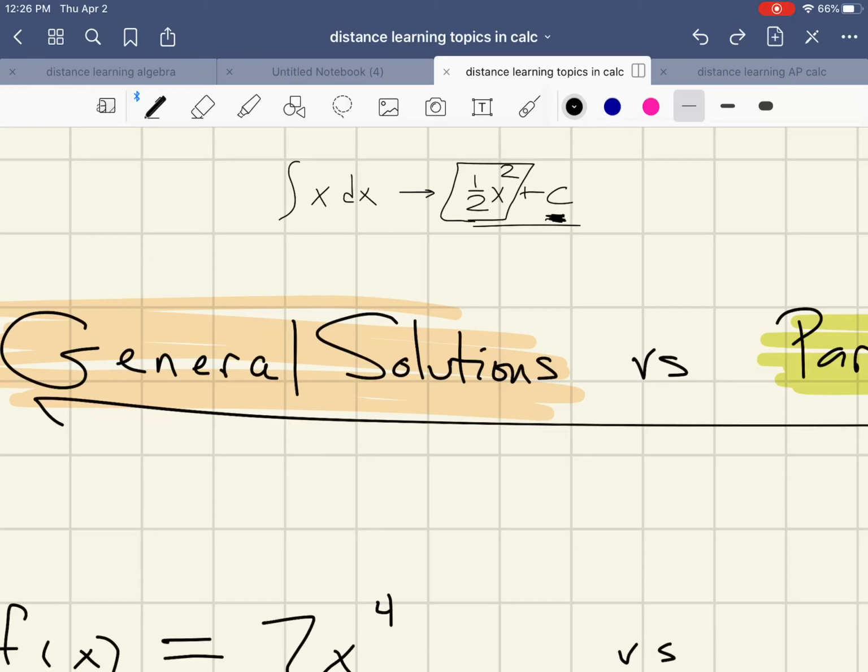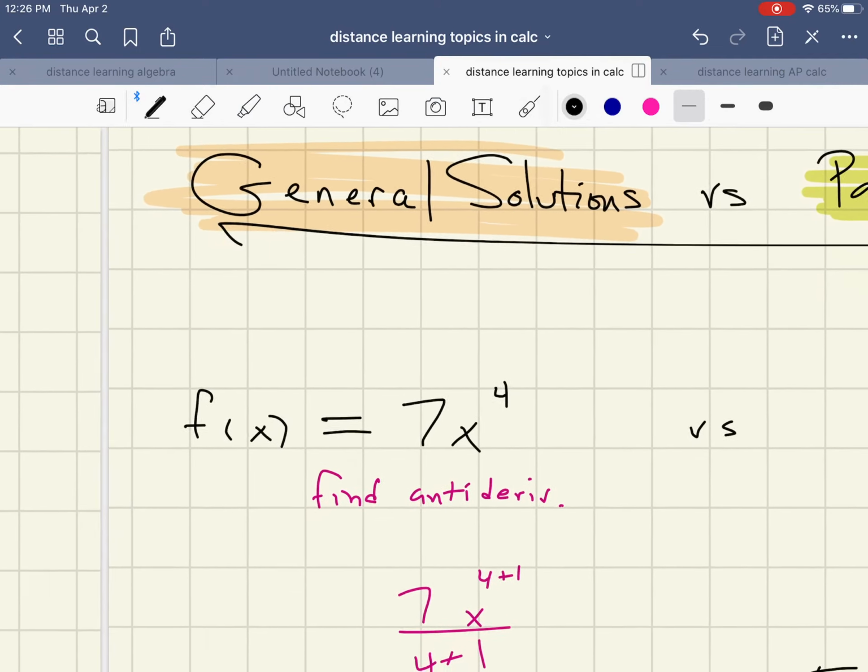What's going to happen with a particular solution is we're going to have one more piece of information, which then will allow us to find that c value. So it's a specific one answer out of those infinitely many general solution equations.